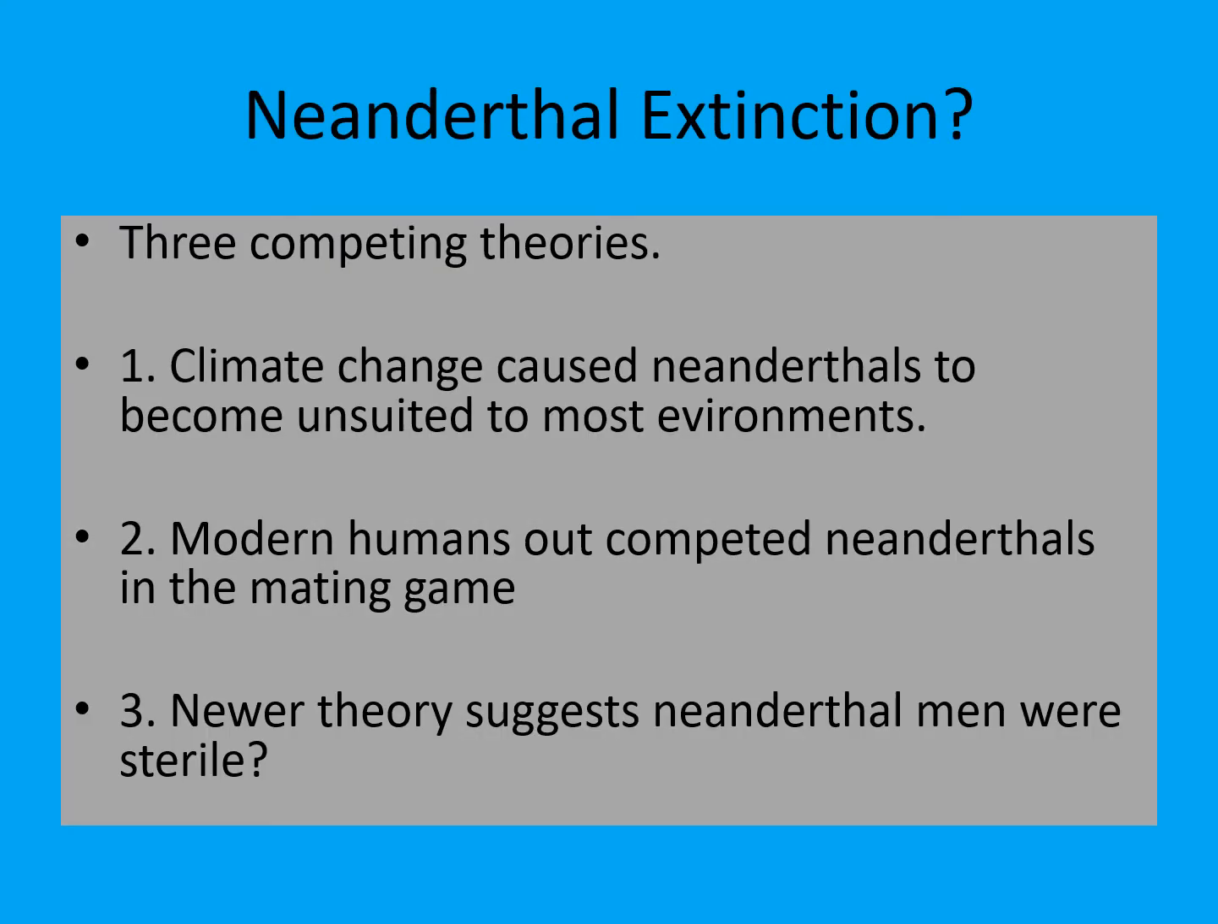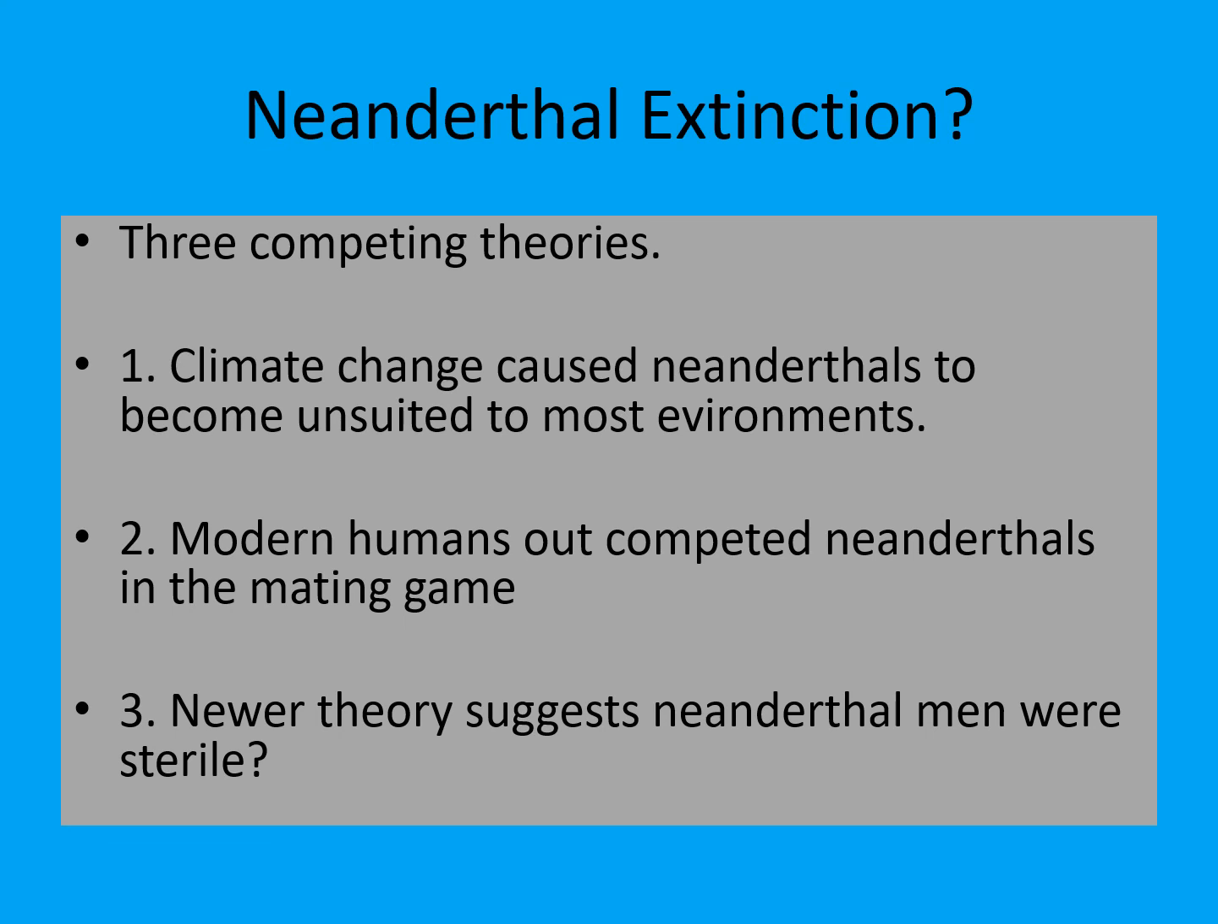So when we look at where the Neanderthals could possibly have gone, what's the explanation behind the Neanderthal extinction? There are three competing theories, and they have evidence behind them. We have the climate change, which caused Neanderthals to become unsuitable to most environments, particularly within their home range in Europe. We have modern humans simply out-competing Neanderthals in the mating game. We were able to breed faster than they were. And a newer theory suggests that Neanderthal men were sterile, that DNA desert.